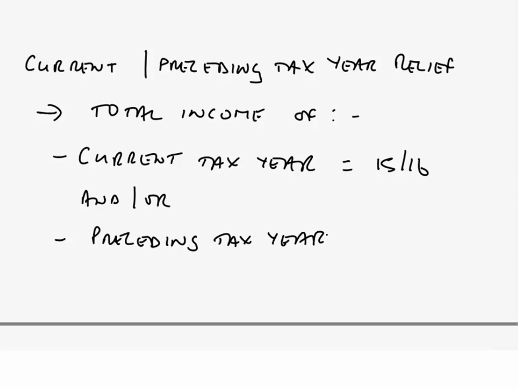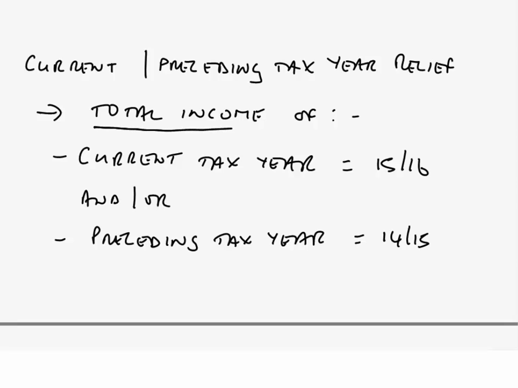So here you have a choice. You can set off in the current tax year alone, you can set off in the current tax year and then the preceding tax year, or you could set off, if you want, only in the preceding tax year, and then if you wish to, you could follow that by a current tax year claim. You set the order of these claims. Total income of current tax year, 15/16, and or the preceding tax year, which therefore must be 14/15.